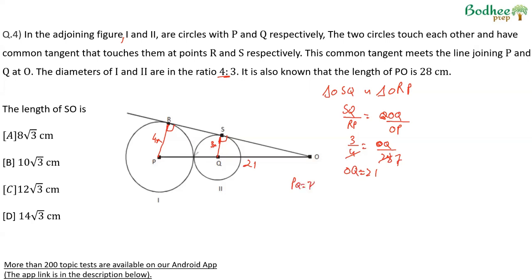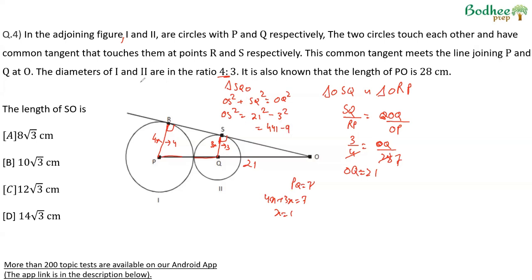Also, PQ is nothing but the sum of the radii, this and this. Therefore, 4x plus 3x is 7. And therefore, x is equal to 1. Therefore, these two radii are 4 and 3 respectively. Now, we have to find the length of SO. In triangle SQO, angle S is 90 degrees, therefore OS square plus SQ square will be equal to OQ square. SO is to be found out. So OS square is equal to OQ square minus SQ square, 21 square minus 3 square. 21 square is 441 minus 9.